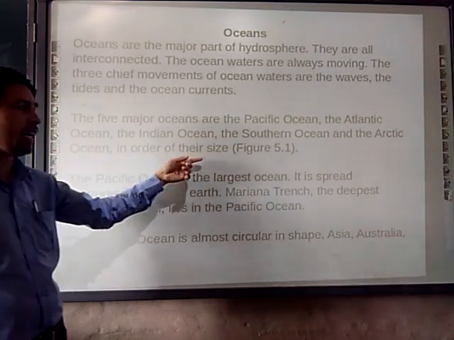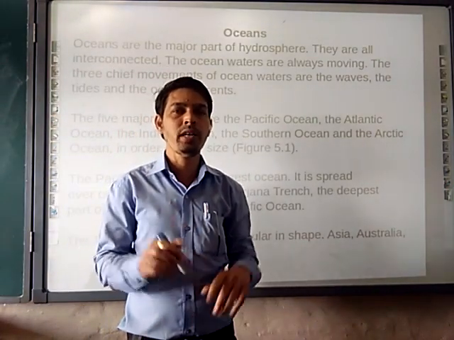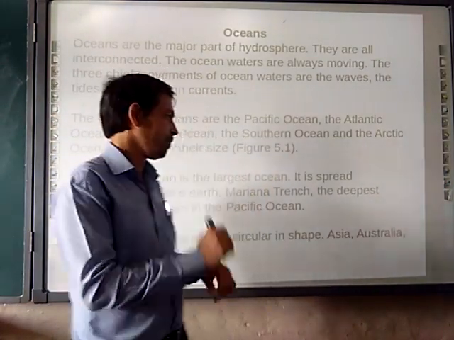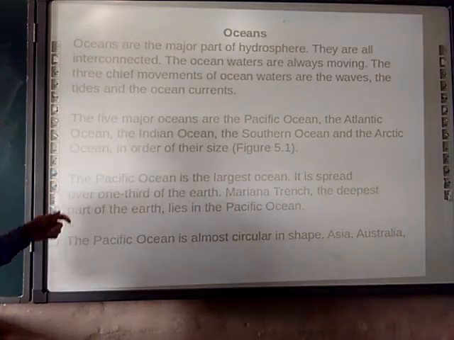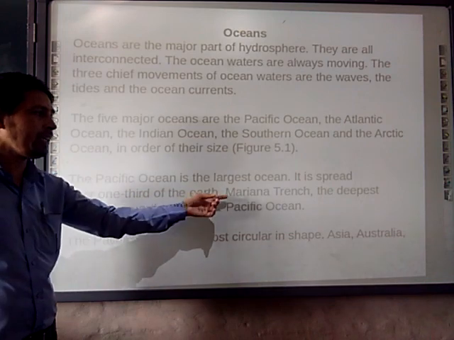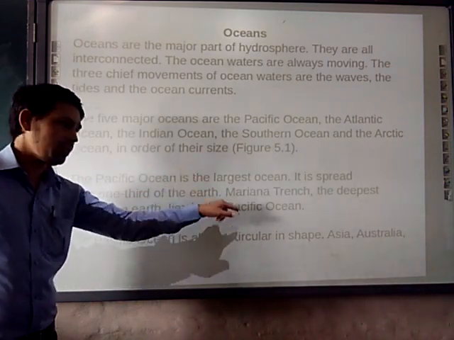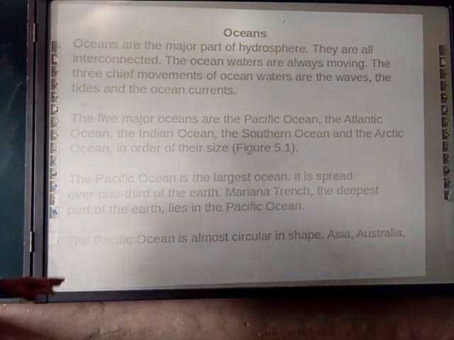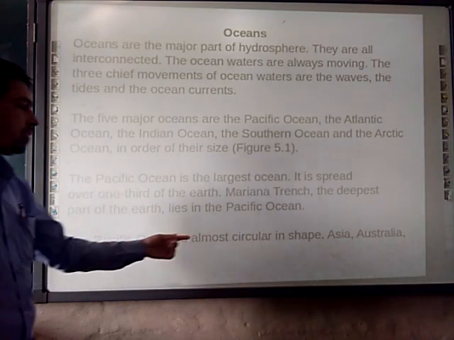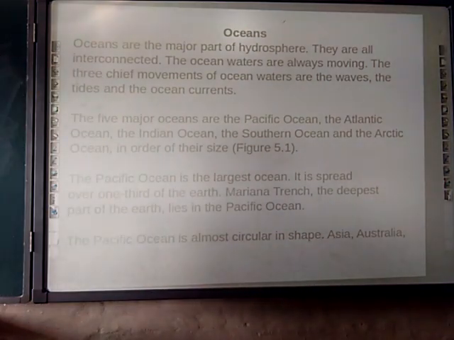In order of their size, again you have to refer to Figure 5.1, that's a world map. The Pacific Ocean is the largest ocean. It is spread over one-third of the earth, and the Mariana Trench, the deepest part of the world, lies in this Pacific Ocean. And the Pacific Ocean is almost circular in shape, bounded by Asia and Australia.